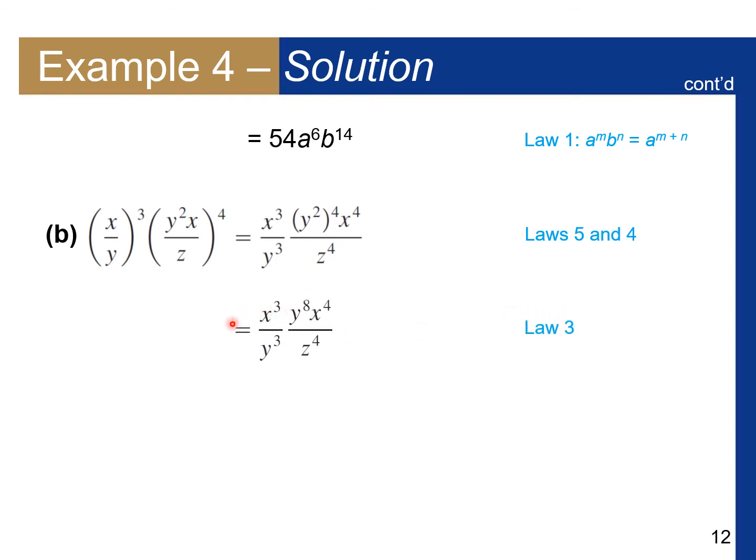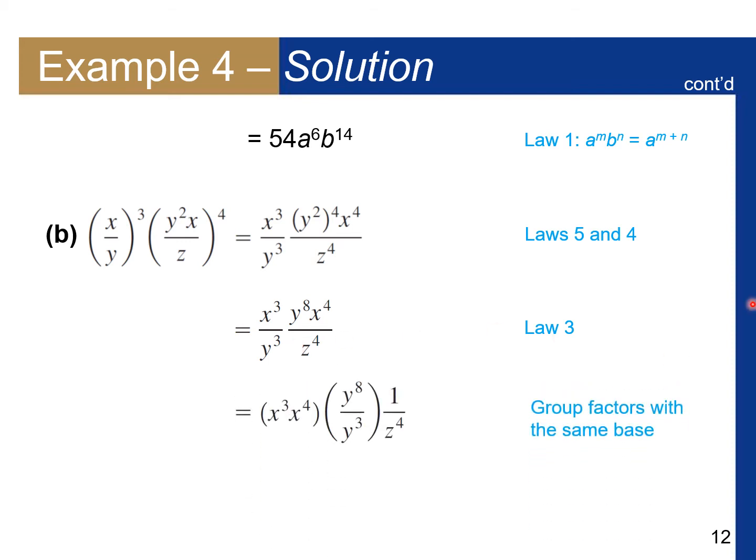Now I can multiply my tops, so I have x cubed and x to the 4th, which will give me x to the 7th. My y to the 8th is on the top. I'll leave that there for a moment, but then I notice that I have a y to the 3rd on the bottom, so these two I will subtract, y to the 8th over y to the 3rd. Subtracting will give me y to the 5th. So here they actually organize it for you one more time so you can see it a little clearer. And we have x to the 7th, y to the 5th over z to the 4th.